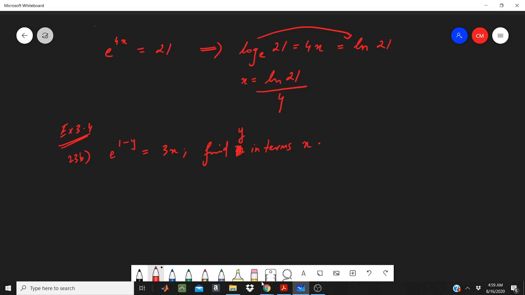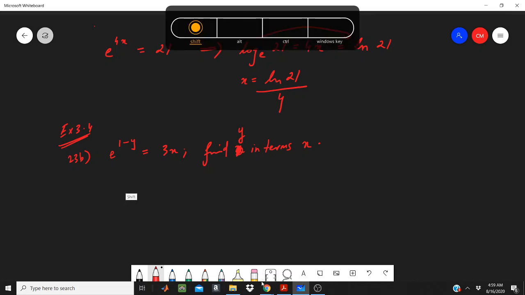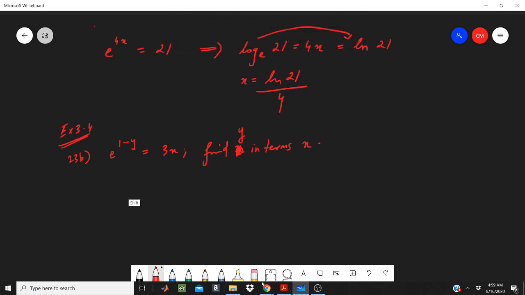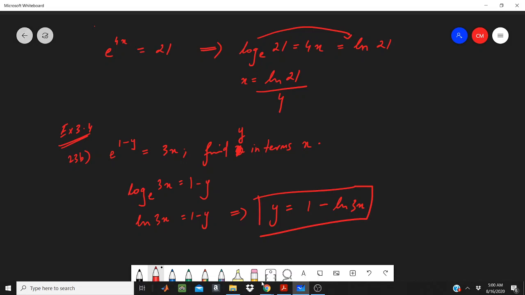You can write this in log form as log base e of 3x equals 1 minus y, and then we can write the log e as ln 3x, and then we can bring the y to the other side and write y equals 1 minus ln 3x. That's one answer.